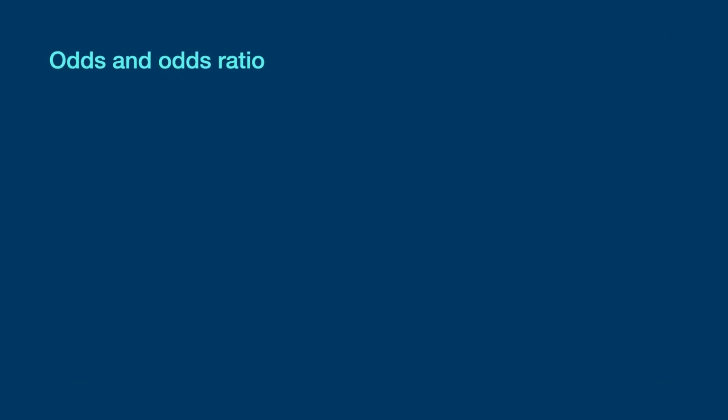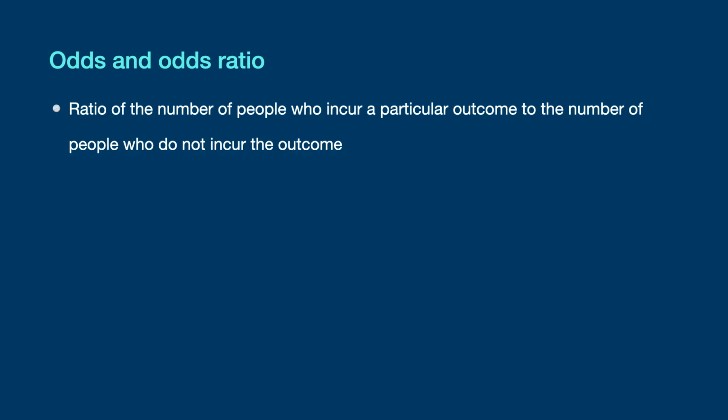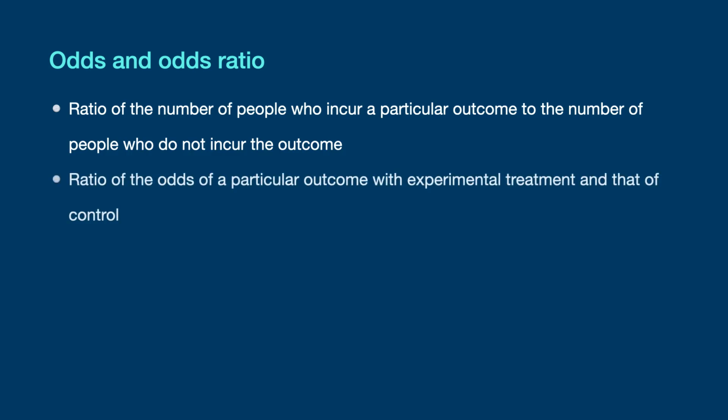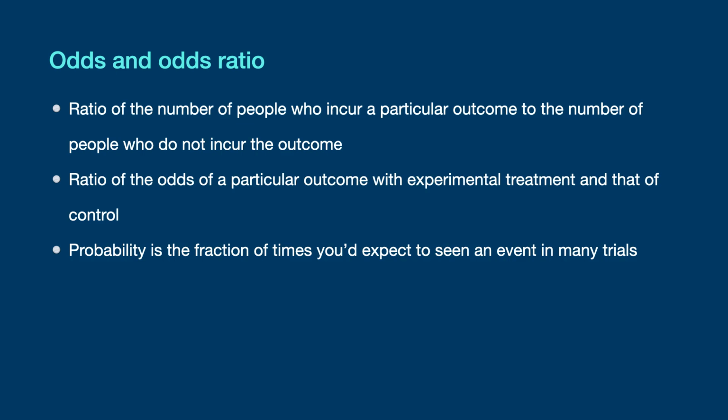Odds and odds ratio. Odds are the ratio of the number of people who incur a particular outcome to the number of people who do not incur the outcome. The odds ratio may be defined as the ratio of the odds of a particular outcome with experimental treatment and that of control. In contrast, probability is the fraction of times you would expect to see an event in many trials. When expressed as a single number, probability is always between 0 and 1.